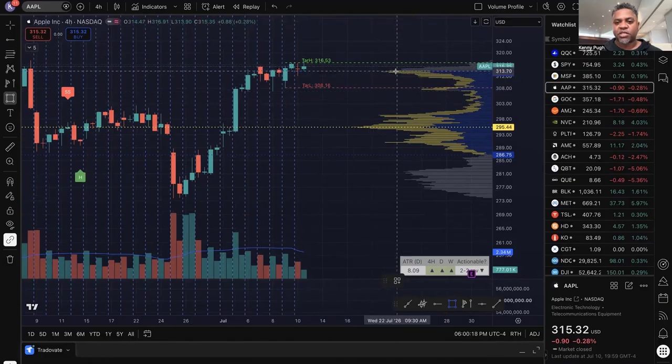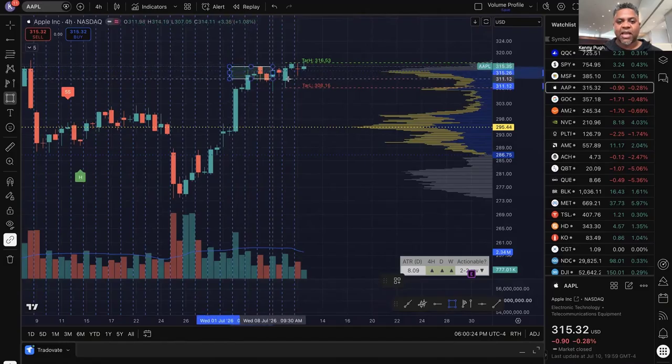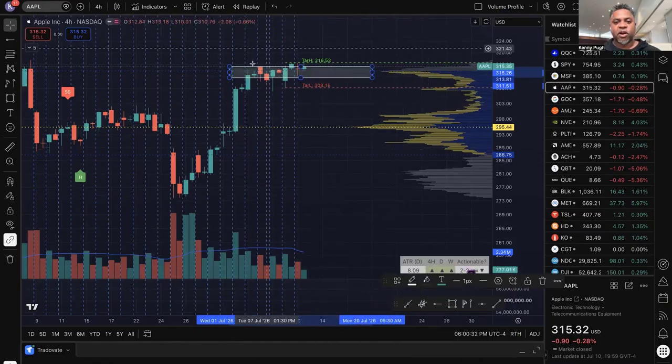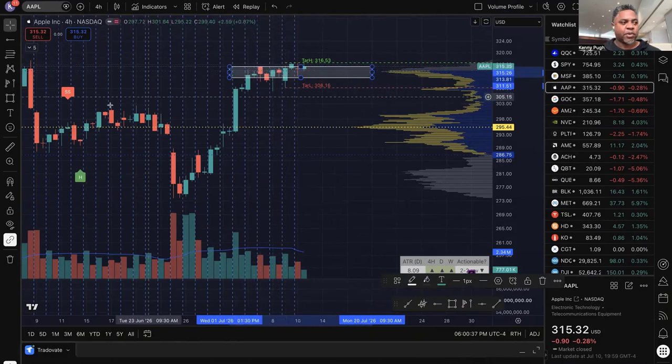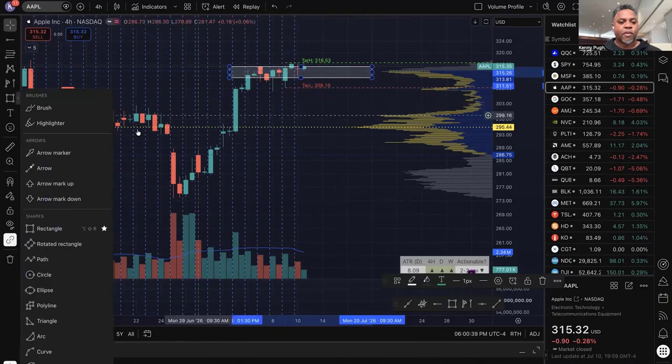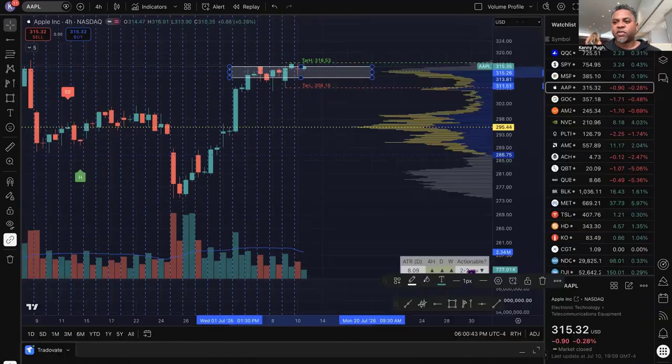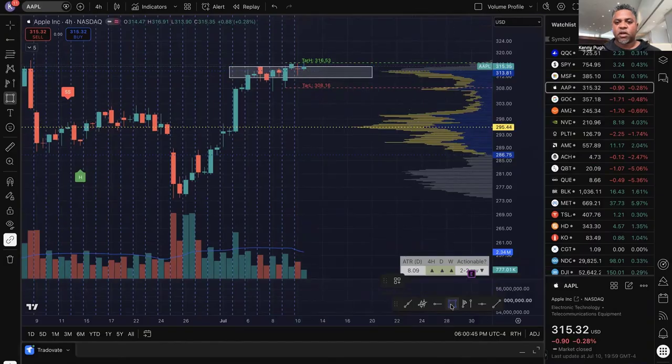So right here, like I mentioned, this was the most recent area where there was significant volume. So I want to highlight that here on my chart. And so I give rectangles as the zones of interest. Wherever you see these zones of interest, that's where significant transactions were taking place in the market. And so I will highlight these across the various levels of the chart.